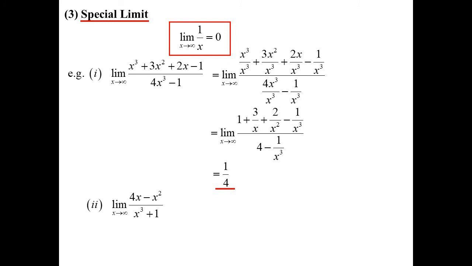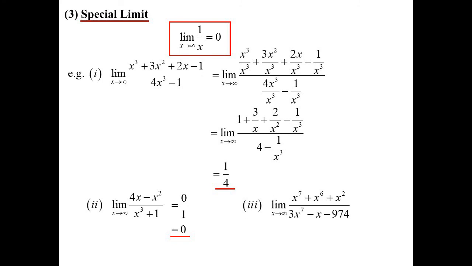So for our second example, the highest power there is 3. So I'll be left with 0 on the top, because there is no x cubed term on the top, and on the bottom the coefficient of x cubed is 1. 0 divided by 1, 0.